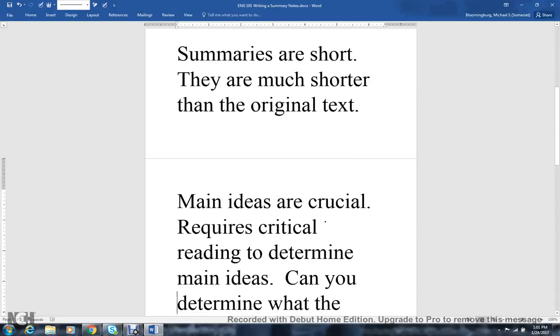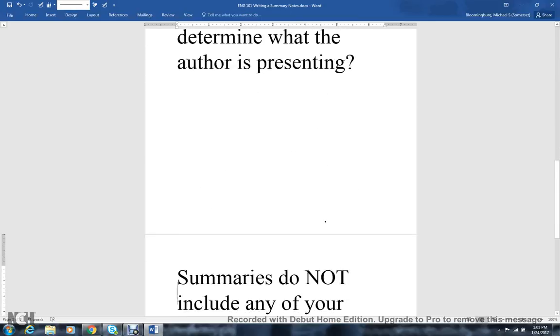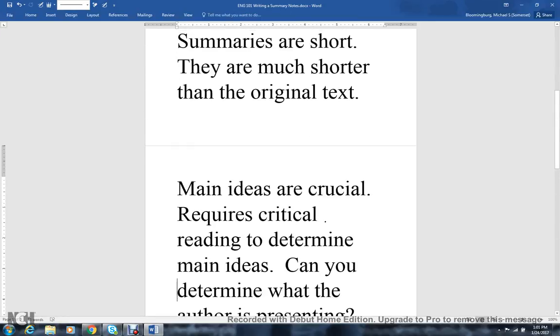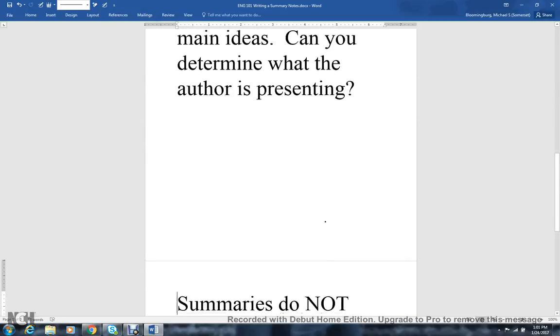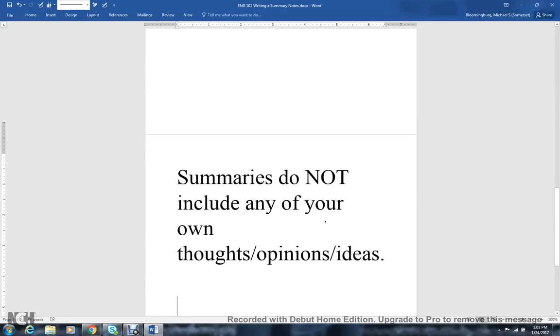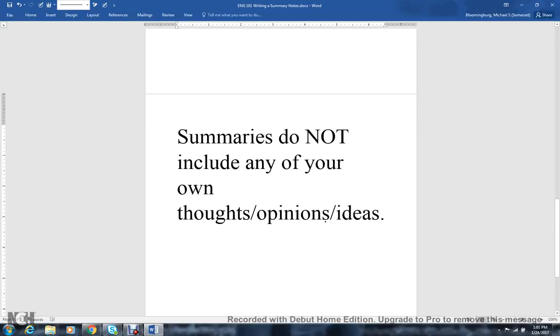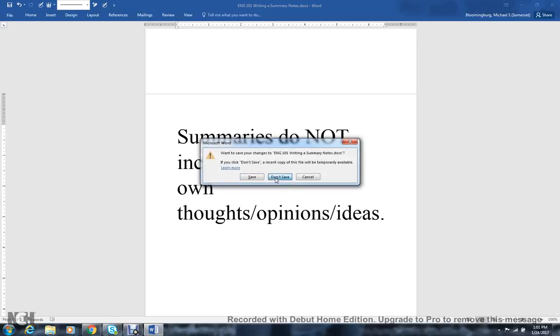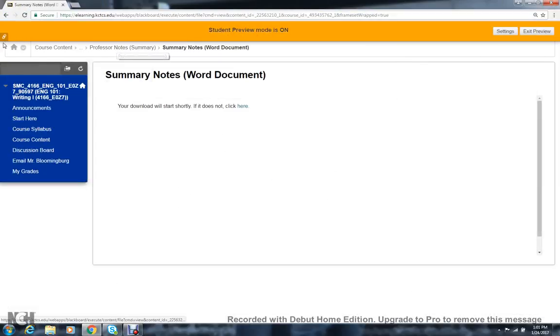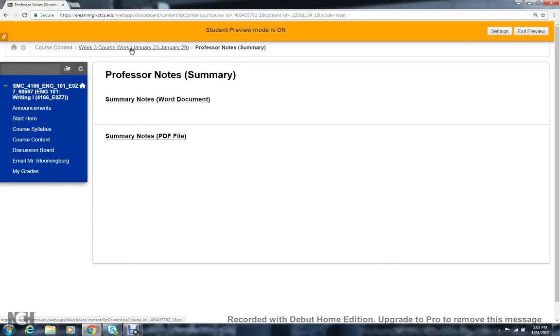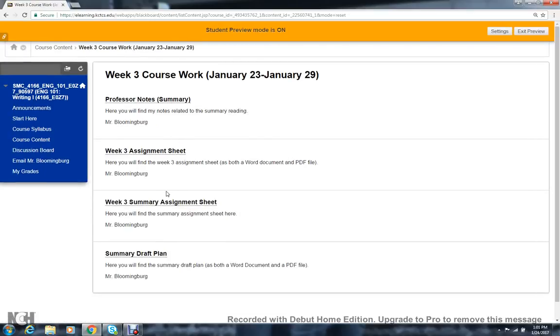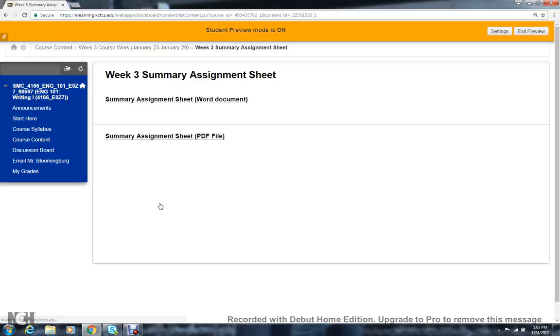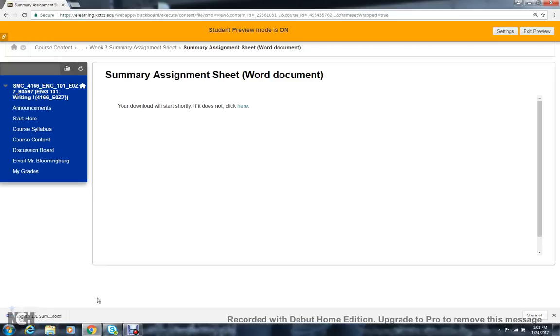Summaries are short, usually shorter than the original text, so please note that. Main ideas are crucial. It requires critical reading to determine main ideas. And summaries do not include any of your own thoughts, opinions, and ideas. Those are some of the key elements from the reading. Hopefully you were able to find those notes helpful as you read through to try to understand what a summary is. Now with that done, you can take a look at the summary assignment sheet. Go ahead and pull that up next.